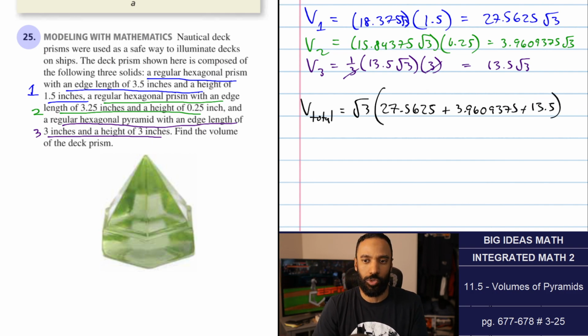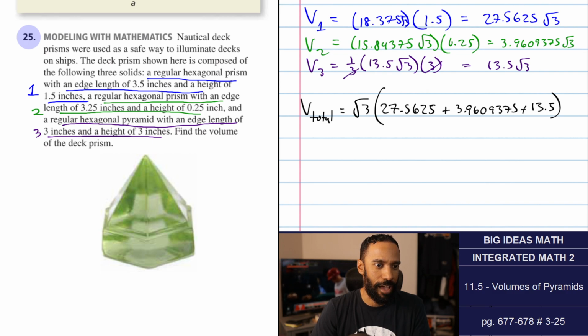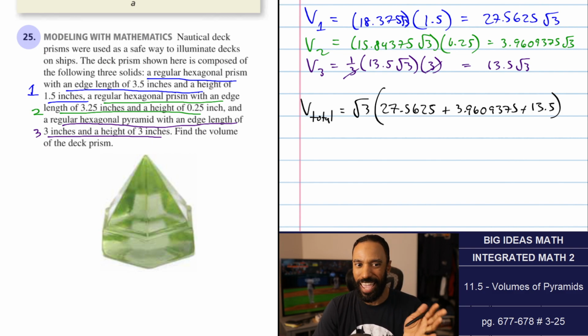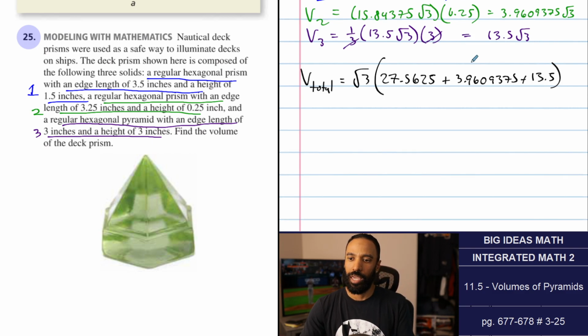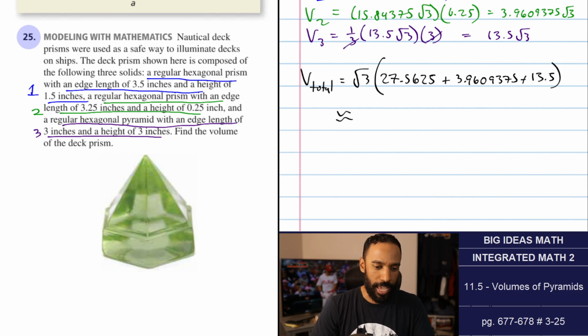All right, let's see what this guy is right here. I'm going to go to the calculator and I'll type this stuff out. So just hang tight. So root 3 times, I have 27.5625 plus 3.96. Oh, hold on. I have it as the previous answer. Let me just type previous answer and not mess it up. Previous answer plus 13.5. I'm getting 77.98-ish something. If you want to see the actual calculation, it's around 77.982, whatever.